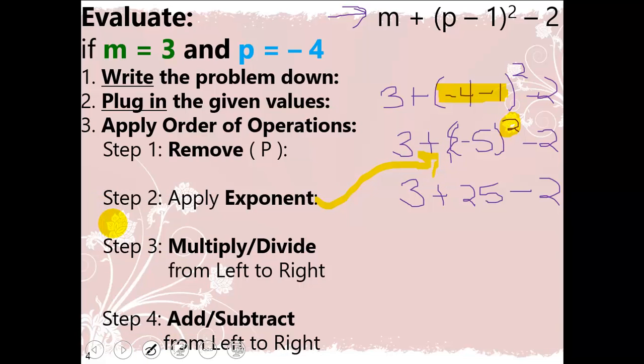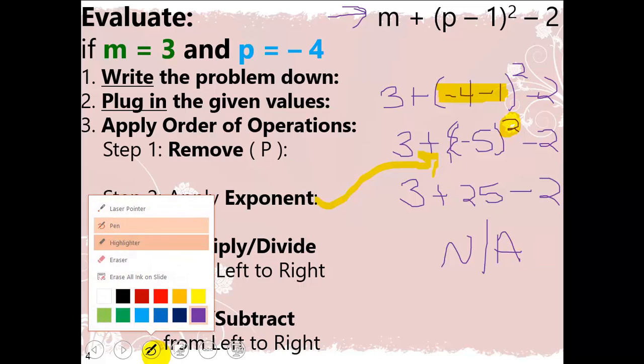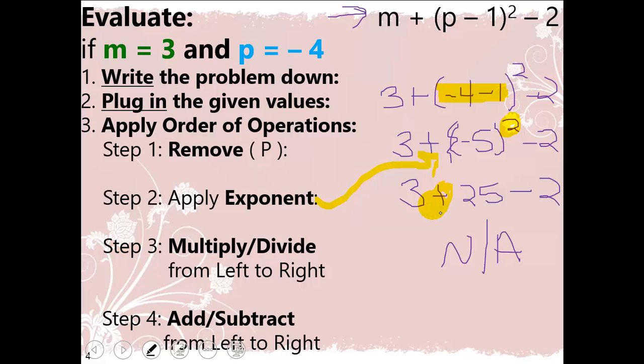Now I'm going to multiply and divide from left to right. Do I have anything to multiply and divide? Nope. So it's not applicable. And then I'm going to add and subtract from left to right. So that means I add before I subtract. 3 plus 25 is 28 minus 2, and I get 26.